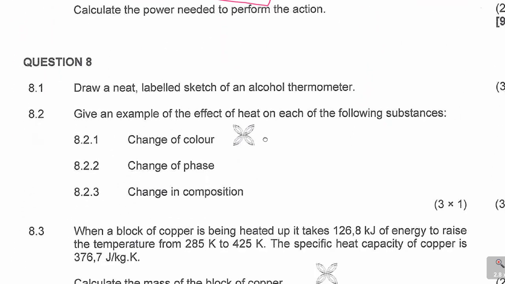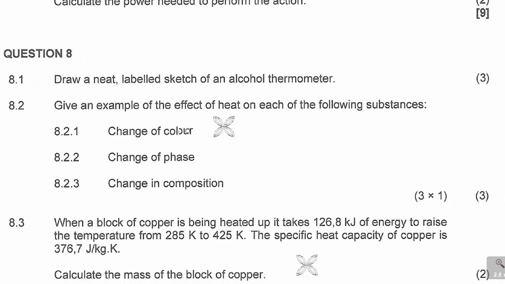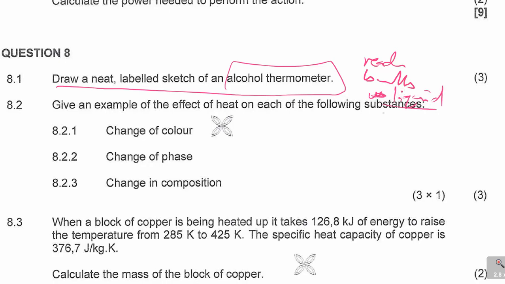And then 8, draw a neat labeled sketch of an alcohol thermometer. They love this question. Take note, you need to know such drawings of a thermometer, such as show the readings, show the bulb, show the mercury, or the alcohol or the liquid in it, and then show the bulb and the readings. So remember to label it. If you don't label it, they're going to penalize you.